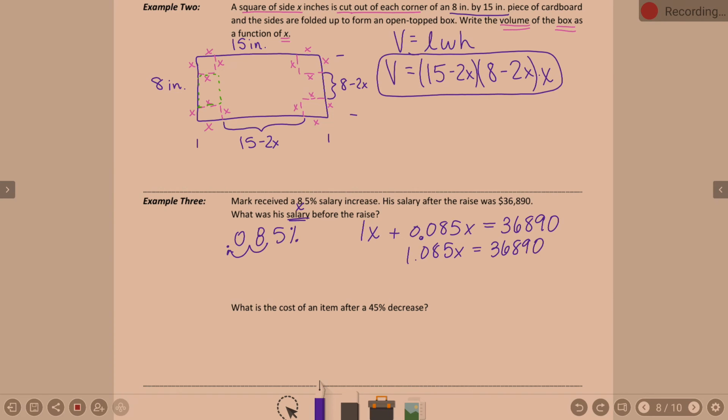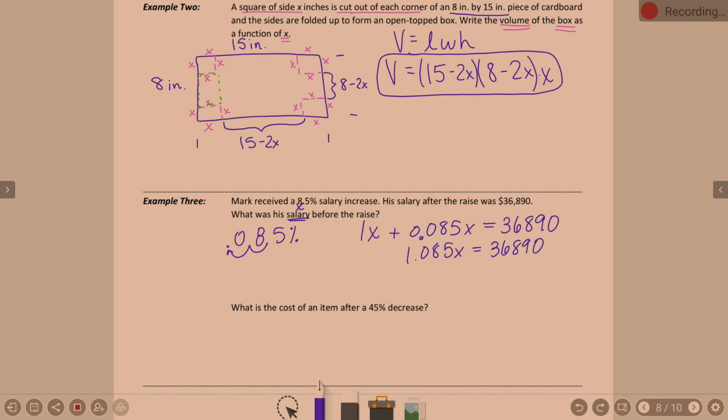Why are we doing all this extra work? It's not extra work. I don't have an answer yet, so I don't call it extra work. So the X is the same variable? Yes. What's the first one supposed to be? So this is his original salary plus his raise. His raise is 8.5% of his original salary.